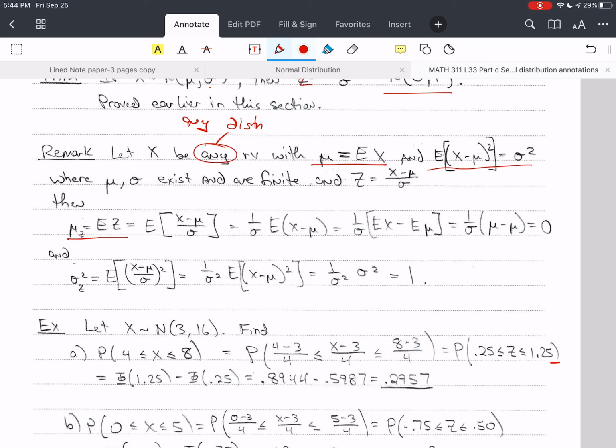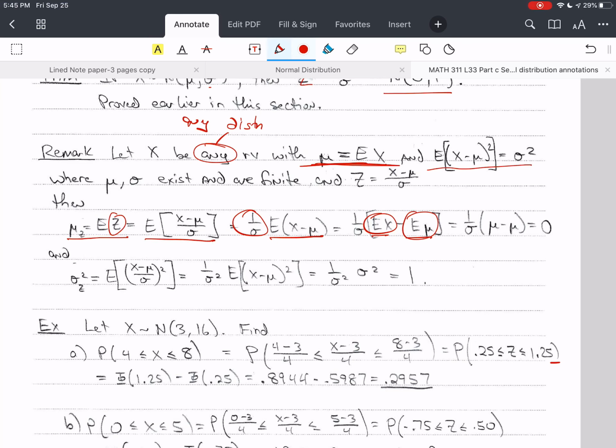Then the mean of Z, I just plug in the value of Z, and then I take the expectation. I can pull out the 1 over sigma using my property of expectation, linear operator, and then I can distribute the expectation. E of a constant is the constant, and E of X is mu, as we defined up here. And so I've got 1 over sigma times mu minus mu, which is equal to 0. So the mean of the Z transformation, even though it may not be standard normal, is always 0.